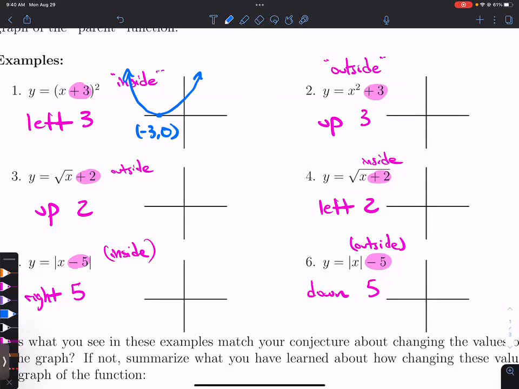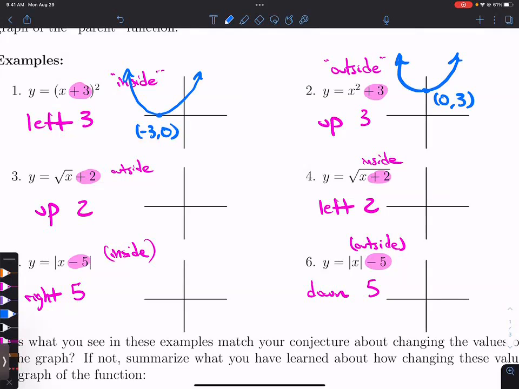Okay, what does moving it up 3 do? Oh, sorry. What happens in number 2? Moves it up 3, right? So now where does that point that I can keep track of easily end up? 0, 3. Perfect. 0, 3. Something like that. Now what about domain and range?